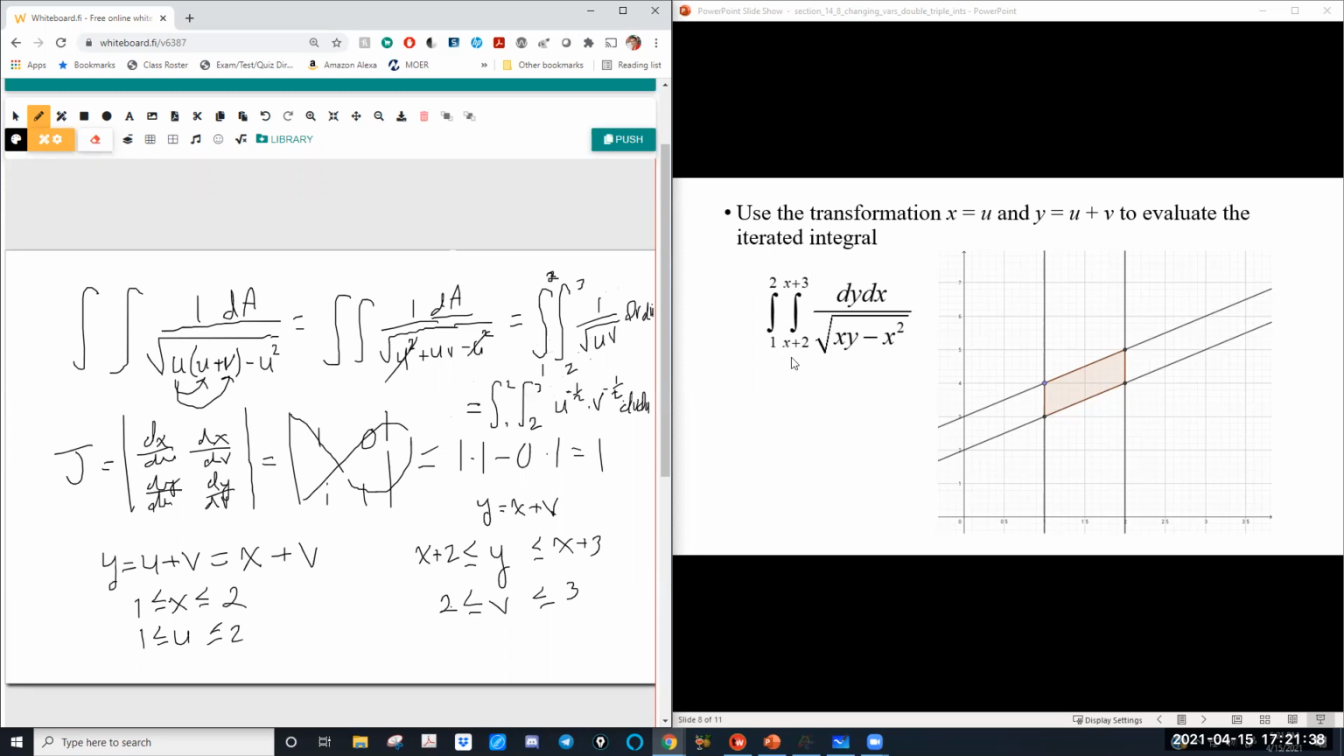So this is a good example of one where we use this transformation. It makes the region easier because we go from a parallelogram to a rectangle. But it also makes the integrand significantly easier.